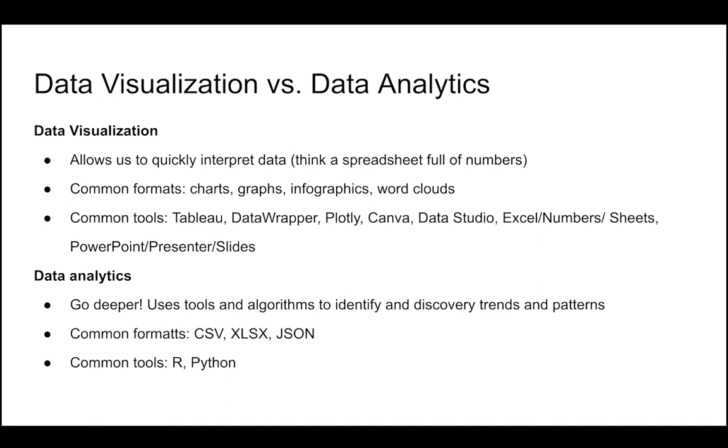Data analytics goes a step deeper than data viz. While they're similar in that data viz does require analysis and interpretation of your data, data analytics uses tools and algorithms to unearth more complex trends and patterns within the data. The output of data analytics may then be turned into data viz. Common file formats of data analytics outputs are CSV, XLSX, and JSON files. Analytics may be performed using a tool like Domo or by writing and running scripts in R and Python. So, data visualization takes a data set and makes it quickly understandable. Data analytics takes a data set and looks for trends and patterns. The output may then be used to create data visualizations.